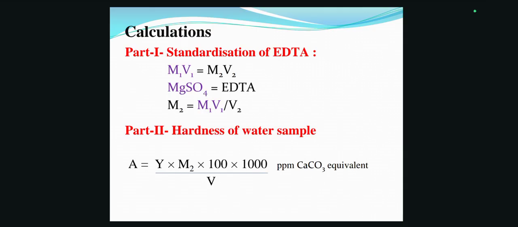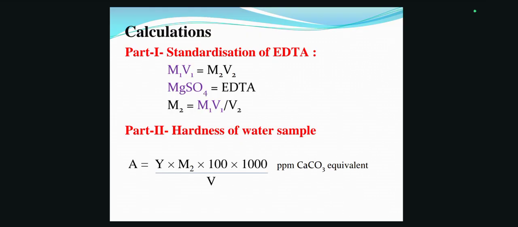So dear students, here we saw the principle of the EDTA method, we saw the theory behind it, we saw the complex formation reaction, we saw the separate reaction with EDTA as well as EBT. Then we saw the experimentation part 1, part 2. Then we saw the calculation of part 1 and calculation of part 2, and in part 1 we got the molarity of EDTA, and in part 2 we got the value of hardness.